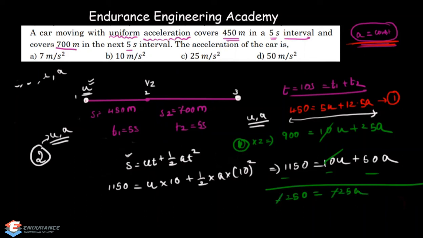So finally the answer which I'm going to get is going to be 10, what is that? Yeah, it is 10 meter per second square. So acceleration is 10 meter per second square, which is option B.